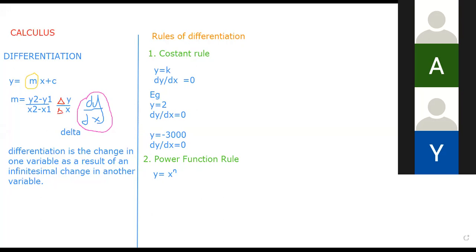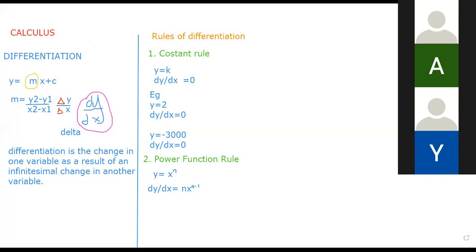So the power function rule says that to differentiate, dy over dx is equal to take the power, which is n, multiply by the base, x, and subtract 1 from the power. So you get n x to the power n minus 1. Take the power, multiply by the base, and subtract 1 from the power. That is the power function rule.